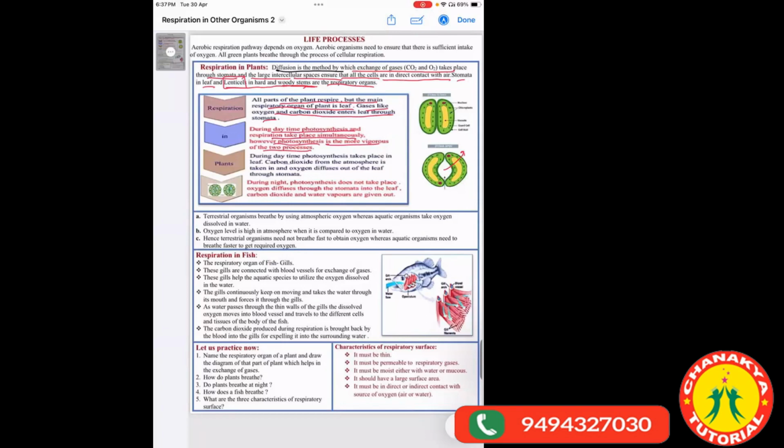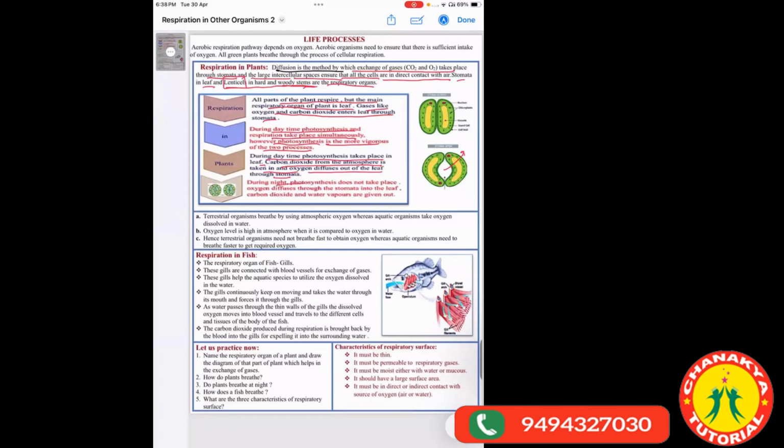If we compare photosynthesis and respiration, photosynthesis plays a very important role, and it happens more frequently in the plants. During daytime, photosynthesis takes place in the leaf. Carbon dioxide from the atmosphere is taken in, and oxygen diffuses out of the leaf through the stomata. So the stomata will be taking in CO2 and releasing oxygen gas.